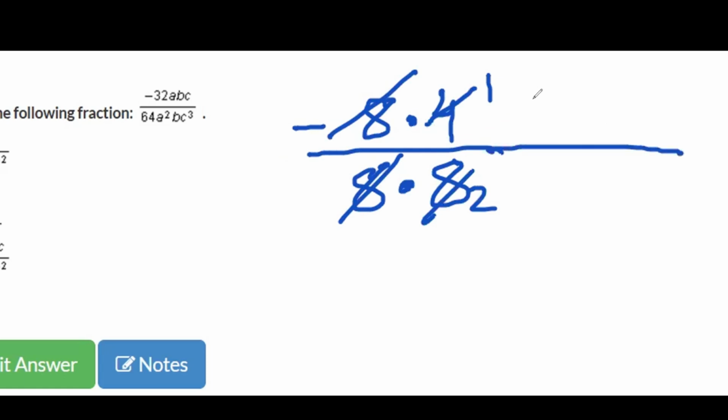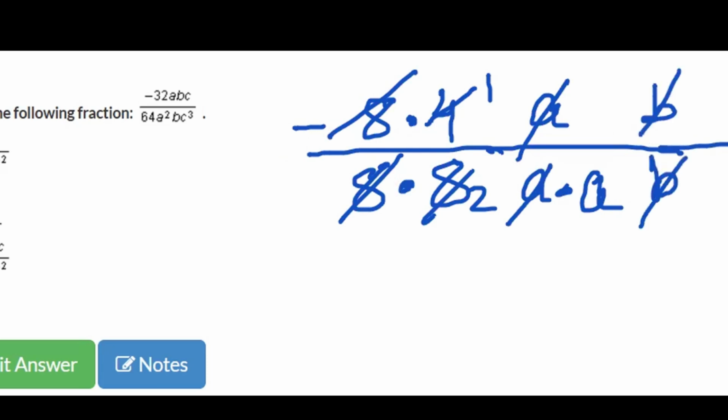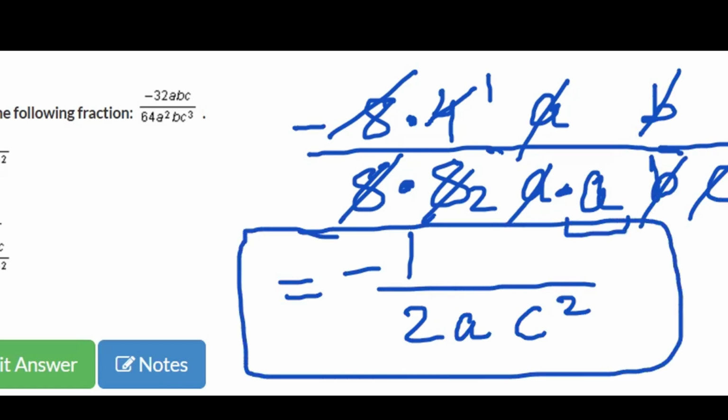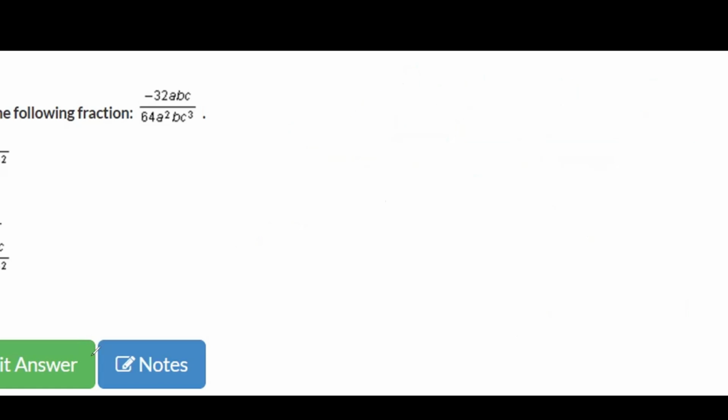And what about a divided by a squared? 1a will cancel out with 1a, and we will have a in the denominator. What about b divided by b? It will cancel out. What about c divided by c power 3? C power 3 means c times c times c, correct? 1c will cancel with 1c. So the answer is negative 1/2, a, and in the denominator, a and c squared, because this is c squared and this is a. Okay. Correct?